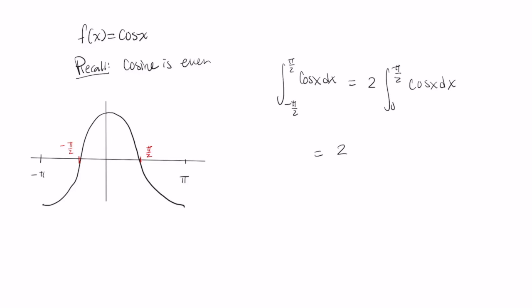So this is 2 times sine x evaluated from 0 to pi over 2. So this is 2 sine pi over 2 minus 2 sine 0. This is just 0. And sine of pi over 2 is 1. So we end up with just 2.